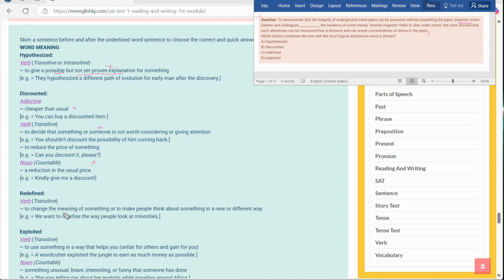Redefine. To change the meaning of something or to make people think about something as new or different. Well, they are not changing it. They just want to reveal concentration of stress in the pipe. So they are not changing anything. Exploited. Yeah, this one is correct because obviously we don't have any options left. This is the final one.